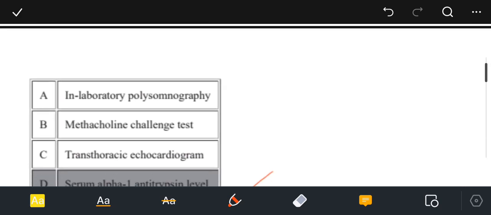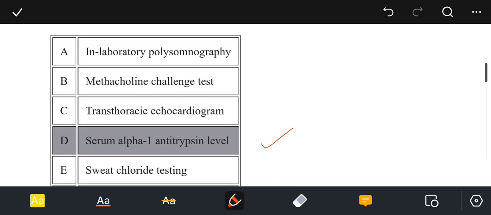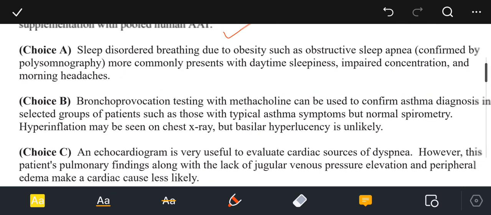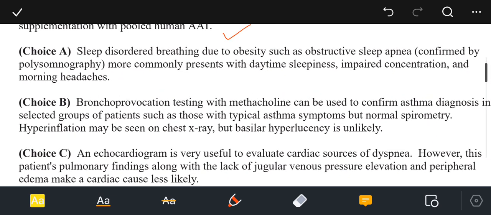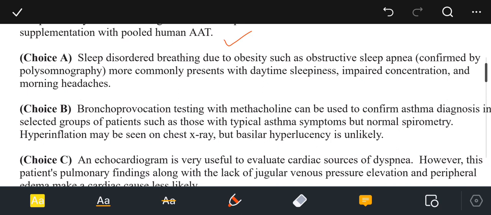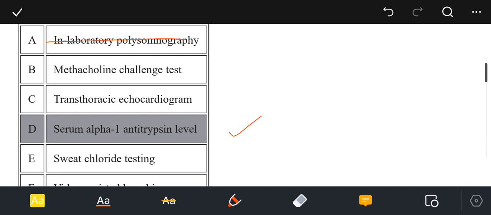Choice A, that is in laboratory polysomnography. This is not the option of choice because sleep disordered breathing due to obesity, such as obstructive sleep apnea confirmed by polysomnography, more commonly presents with daytime sleepiness, impaired concentration, and morning headaches. Choice B, that is methacholine challenge test.